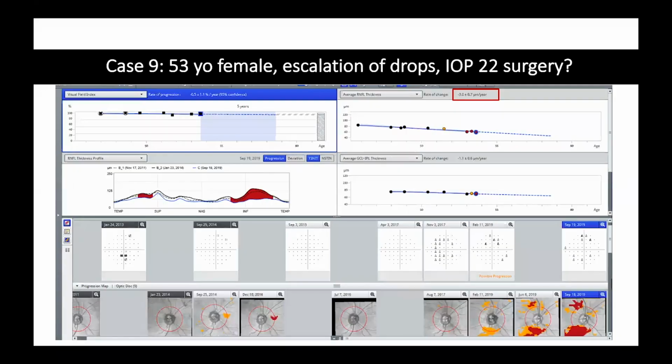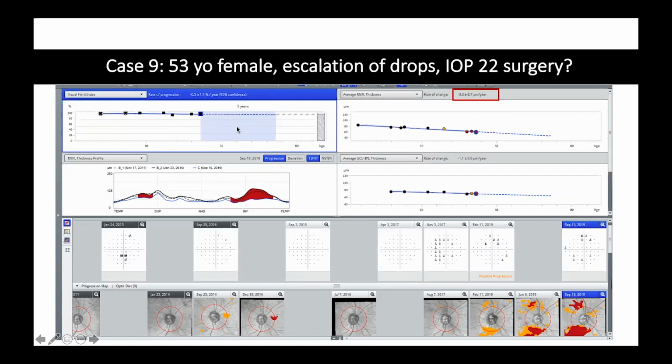For example, showing these ideas of progression, this is a 53-year-old female. We have done multiple changes of drops, adding drops. Now she's still not well controlled. She's 22. Should we do surgery? Well, if we look at the fields, they are not too bad, because it's a very early glaucoma, almost no damage in the field, just specific points here that disappear later on. Maybe here we start to see some focal changes, but this is very stable, or it looks not too bad, right?